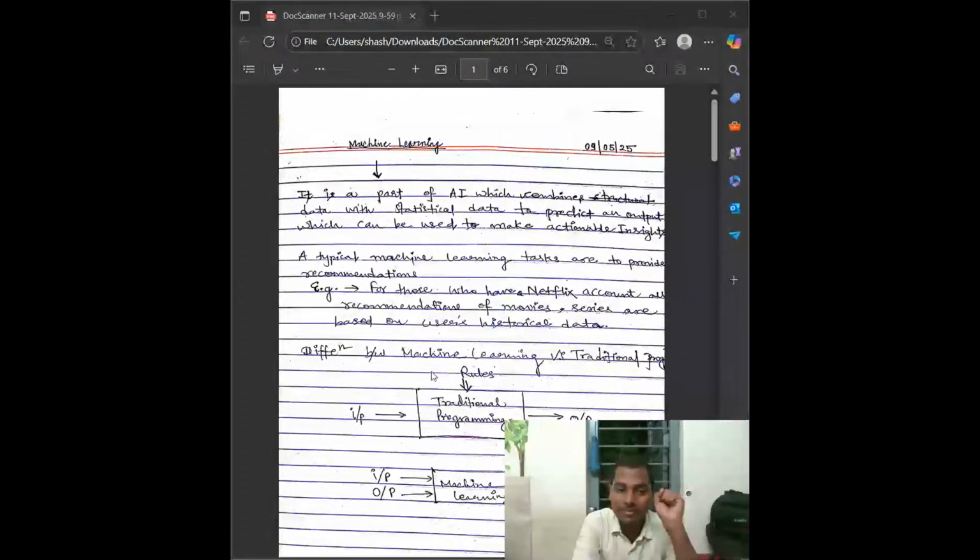Why do we need data? Because without data we cannot predict the output. So we need a large amount of data, either present data or historical data. Models are the things which are used to predict the output, so they are the most integral part of machine learning.